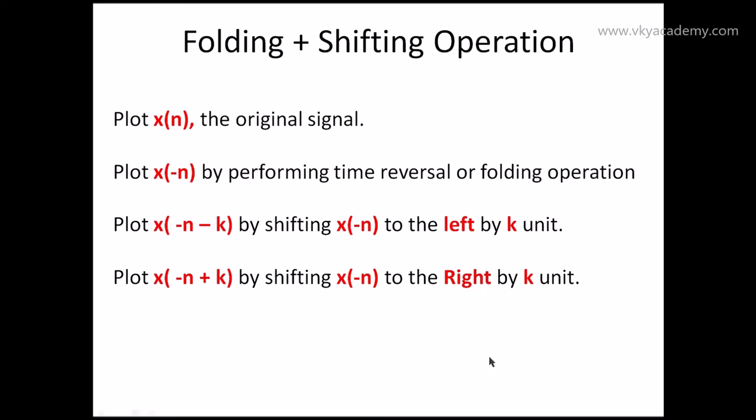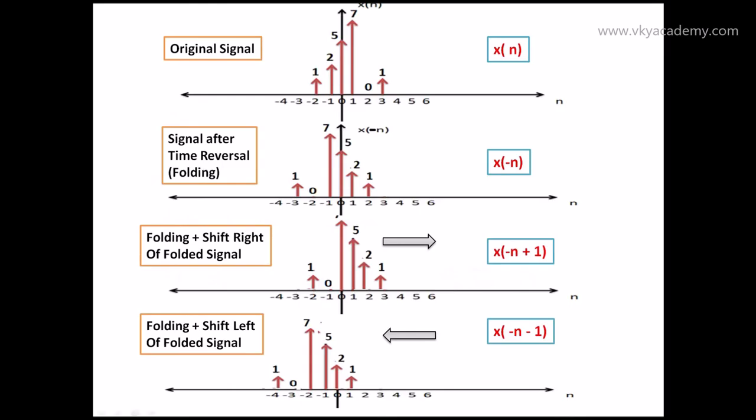Now let us understand the concept with the help of one example where we will take a discrete time signal x of n and we will plot x of minus n, x of minus n minus k and x of minus n plus k. So this is my original signal. This is my x-axis, which is time axis. This is y-axis. You can see here the whole signal is between minus 2 and 3. The range of the signal is between minus 2 and 3.